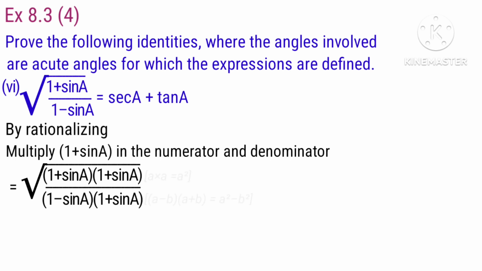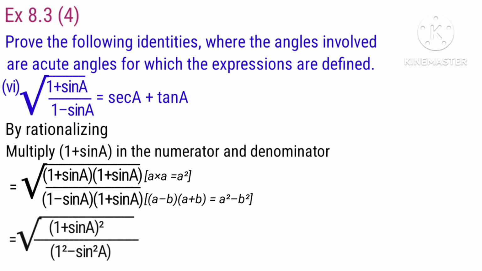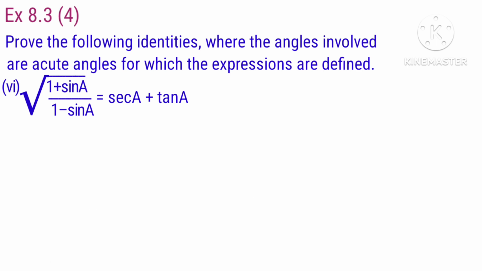Here the numerator is in the form of a into a, so we have to write it as a square. Similarly, the denominator is in the form of a minus b into a plus b, so we have to write it in the form of a square minus b square. Therefore, we'll get square root of 1 plus sin A to the power of whole square divided by 1 square minus sin square A. So, this step can be written as square root of 1 plus sin A to the power of whole square divided by 1 minus sin square A.